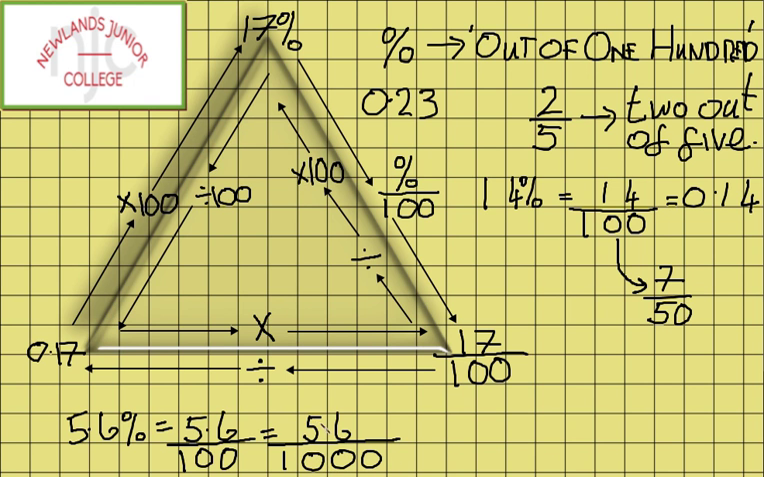Okay, all we have left to do now is turn 56 divided by 1000 into a decimal. And as you can see from your triangle here, all you have to do is do exactly what the fraction tells you. Divide 56 by 1000. 56 divided by 1000 gives you an answer of 0.056.